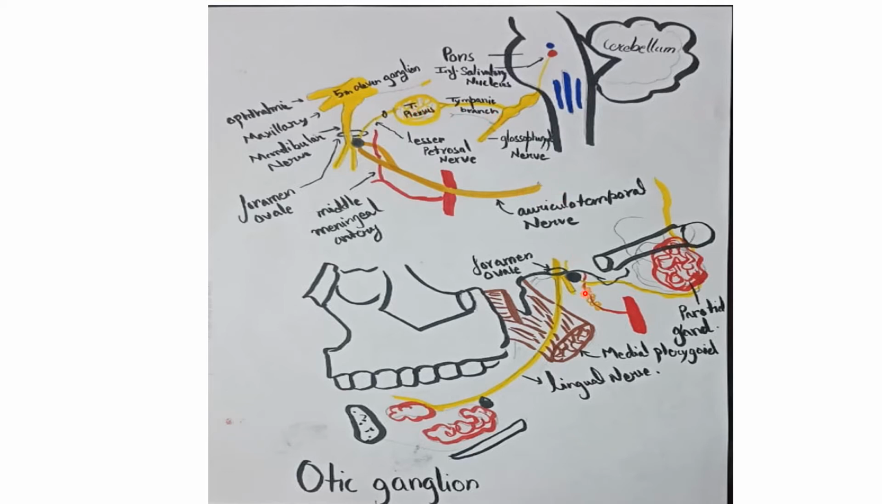Now it has two connections, the motor parasympathetic and the sympathetic root. It has two roots, sympathetic and parasympathetic. So let's trace first the parasympathetic root, right? From here, the preganglionic fibers arise from the inferior salivatory nucleus. Just above it is the superior salivatory nucleus. So the fibers arise from the inferior salivatory nucleus and they enter into the glossopharyngeal nerve.